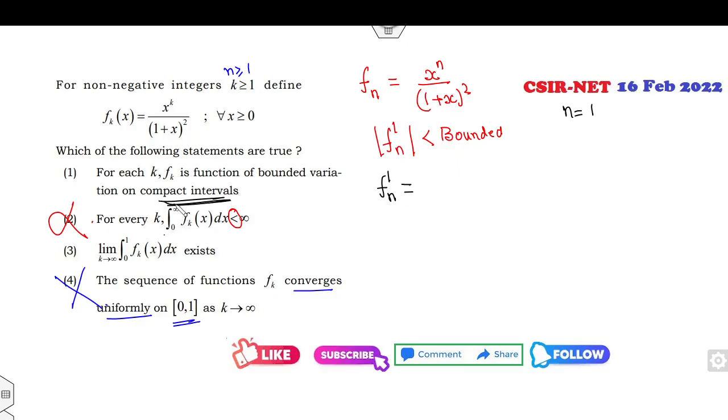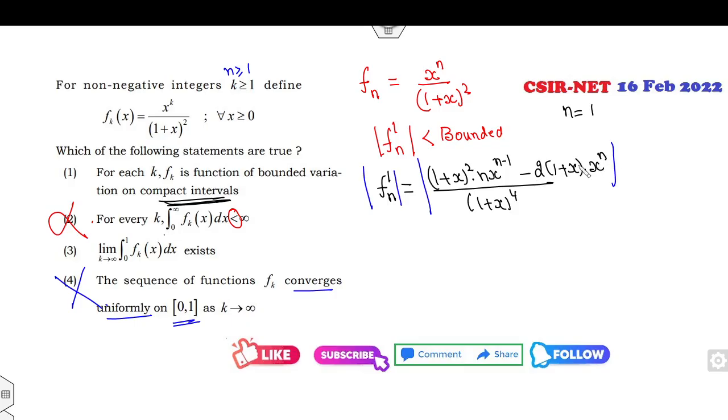Because on the compact interval, once you are taking the compact interval, 1 plus x squared, sorry, with respect to x. So if you consider the derivative with respect to x, (1 plus x squared) raised to power 4 into n times x raised to n minus 1, minus twice x into x raised to power n. Now if you consider the modulus value, and because my domain is a compact interval, any interval you can say a to b, definitely this is less than or equal to n. So this option is definitely correct.